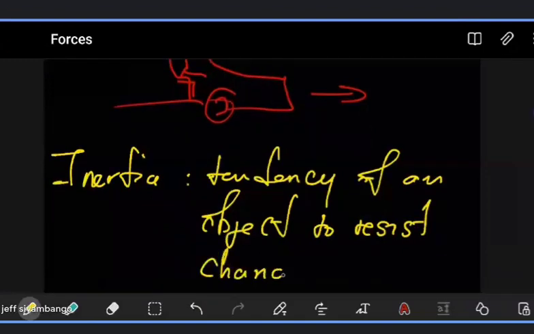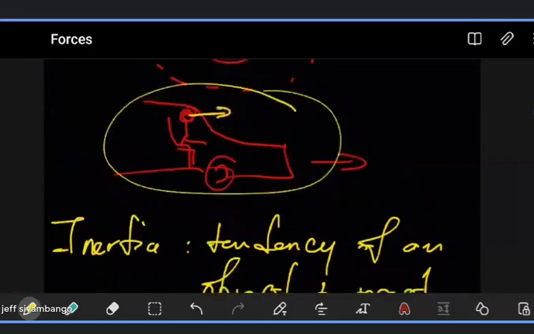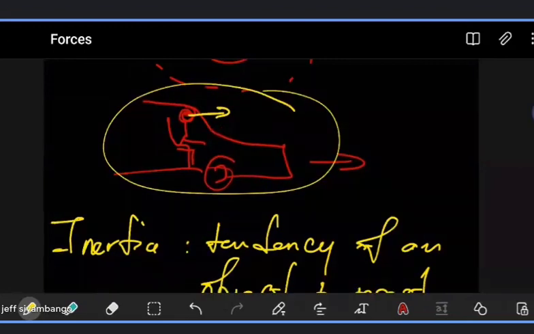So inertia is the tendency of an object to resist change in its motion. What does this imply? Well, it just describes exactly what we are looking at here. If you were moving in some direction and then the car stops, your body wants to keep moving. It's like your body is resisting the stopping that the car is actually doing, so it wants to continue moving with the same speed that the car was moving at.